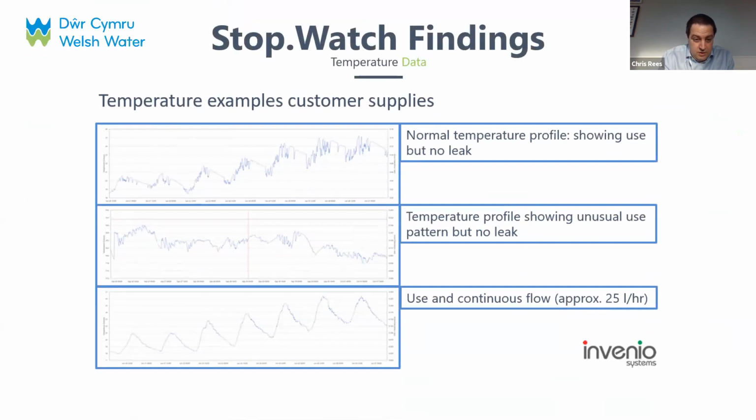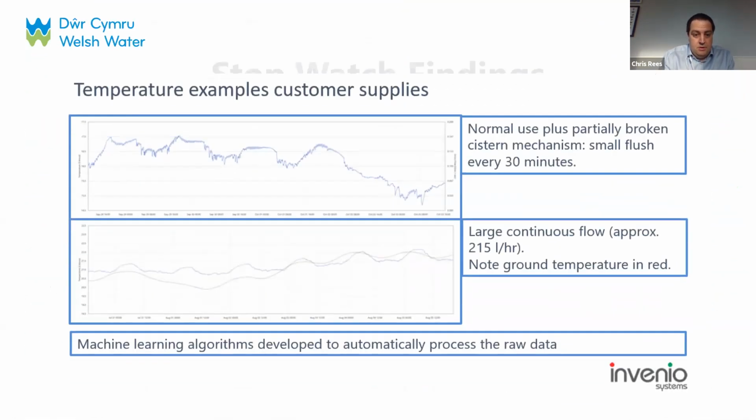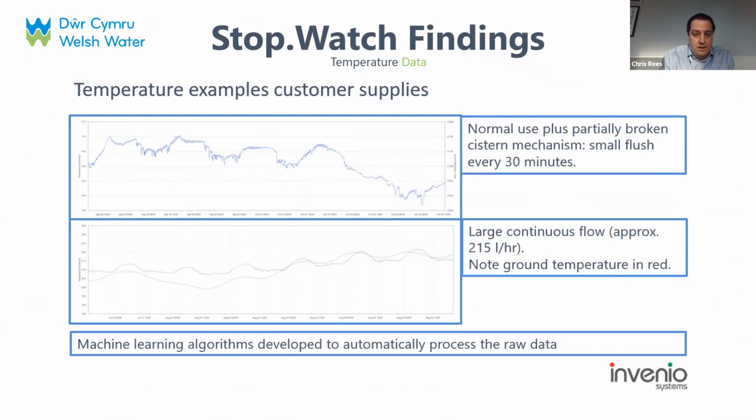And apologies for the clarity of these graphs, but it's showing the granular detail of the temperature measurement there. The different demand profiles are indicative of normal use, of a leak, and of continuous use. Just flicking on to the next slide.